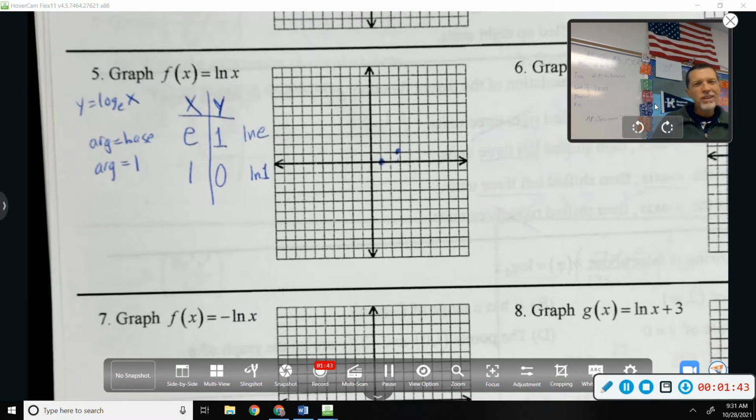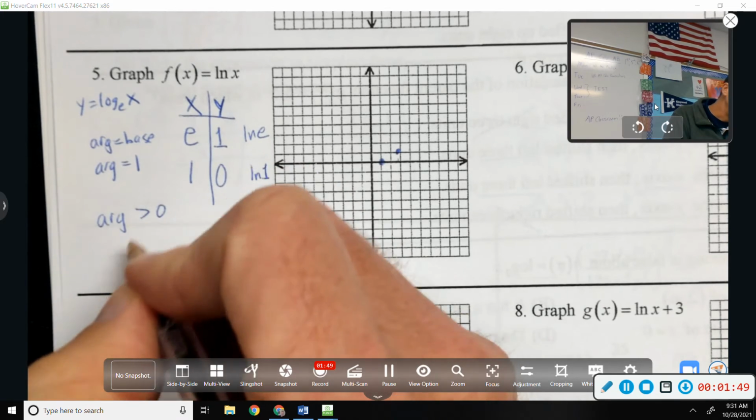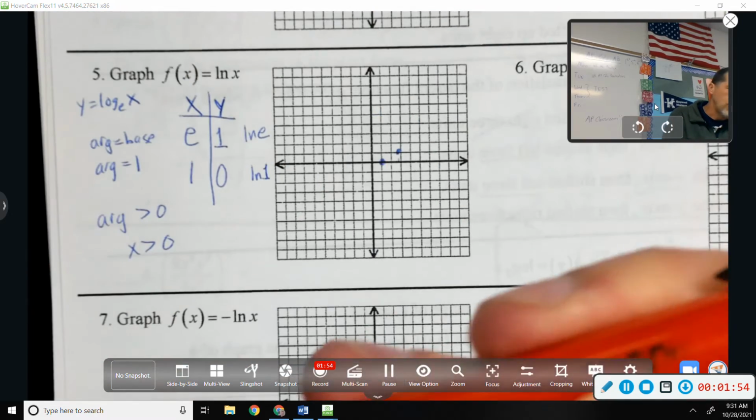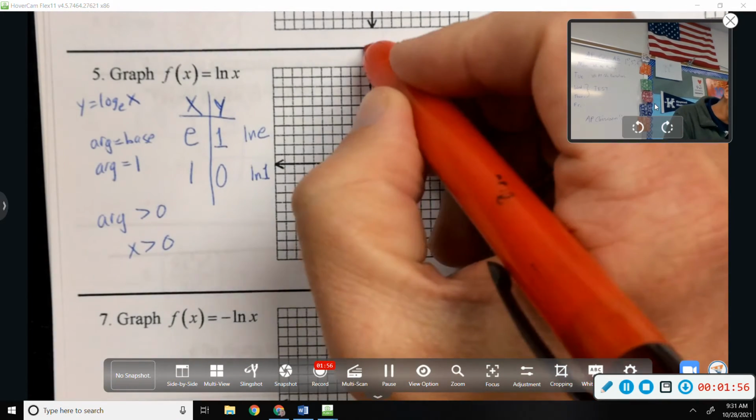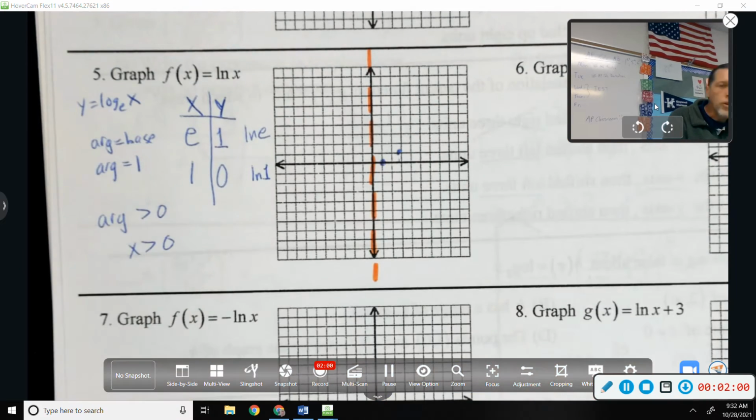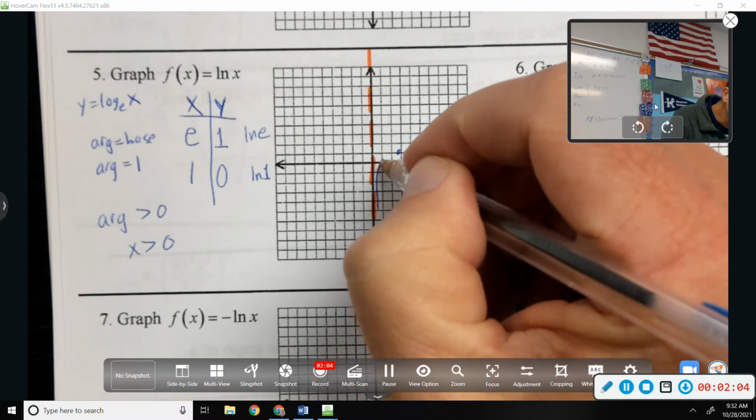And that's only 2 points, so that's not a whole lot going on. But I also know that the argument has to be greater than 0. So that does set up a boundary, an asymptote. And so with those 2 points plus an asymptote, I feel pretty good about what my graph looks like.